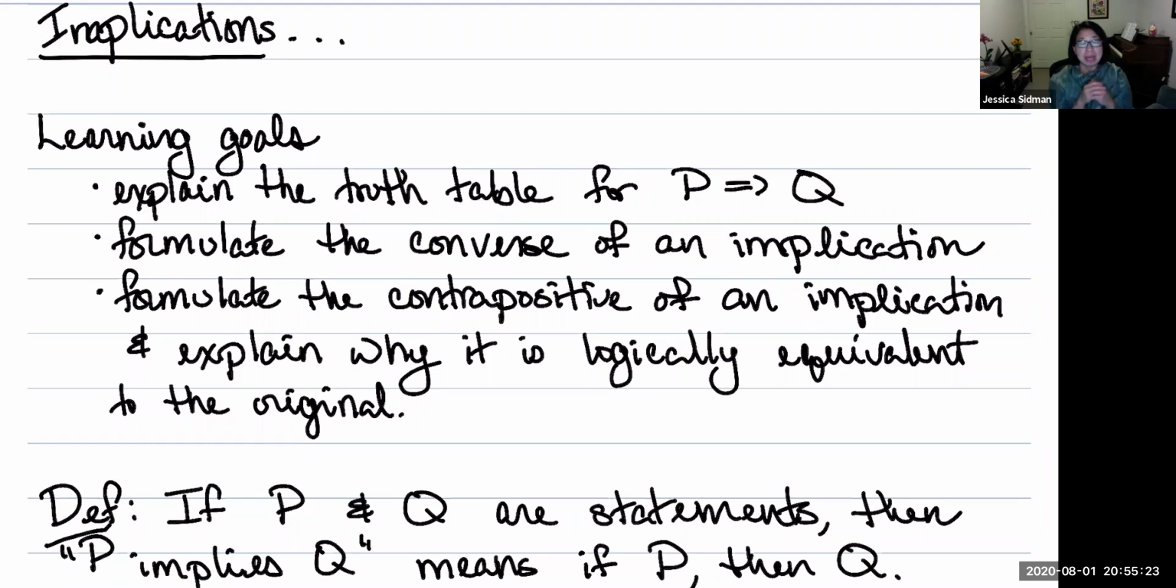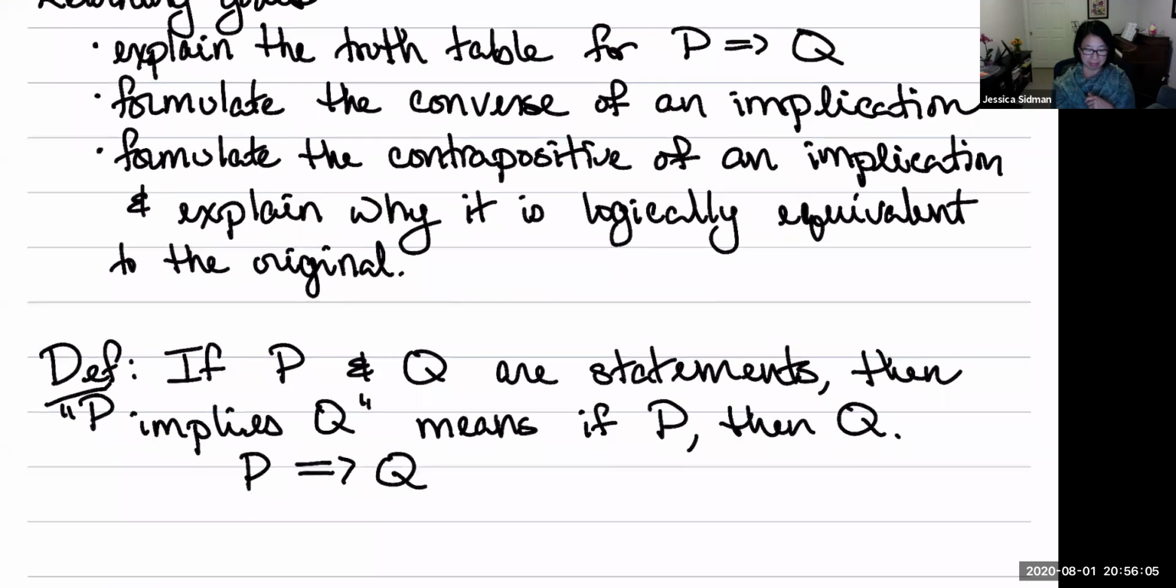The kinds of statements you'll be proving in any of those courses are implications, so we really have to come to grips with the logic of implications. The learning goals for this video are that, at the end, you should be able to explain using a truth table when an implication of the form P implies Q is true. You should be able to formulate the converse of an implication, and also the contrapositive, and explain why the contrapositive is logically equivalent to the original statement.